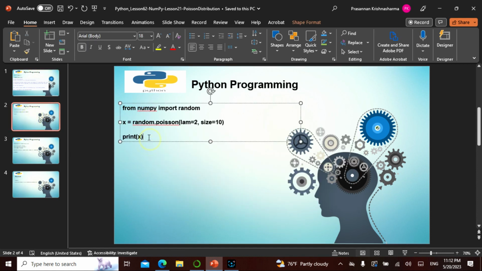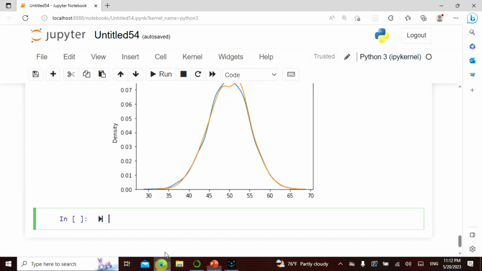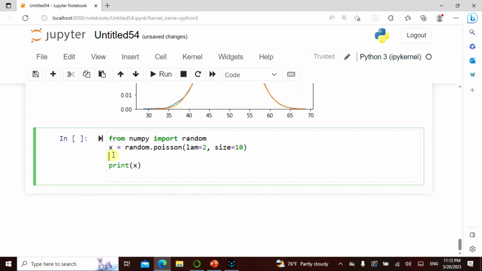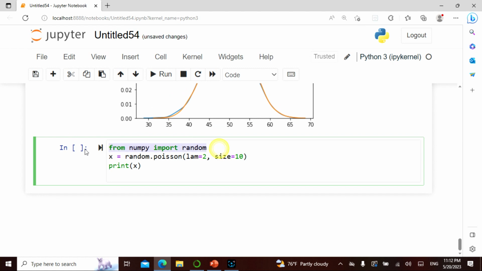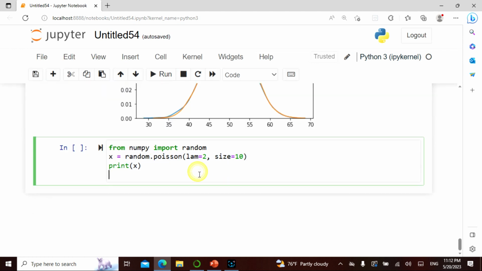So let's actually do this. What is this lam? The lam is known as the rate of the occurrences. I'm taking this and putting it here. As I said, you can always learn this line by heart and you're not going to fail. random.normal is normal distribution, random.binomial is binomial distribution, random.poisson is Poisson distribution. lam is 2, so it has already happened 2 times, and this is size of 10, and I'm printing x.